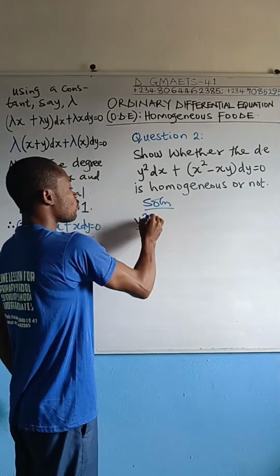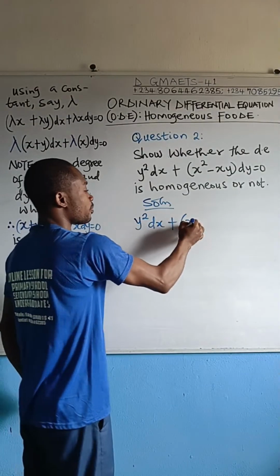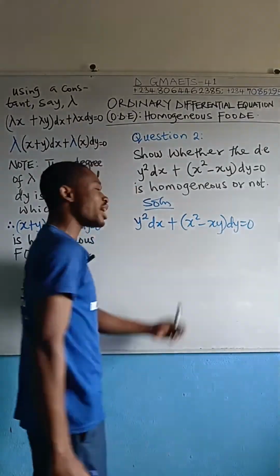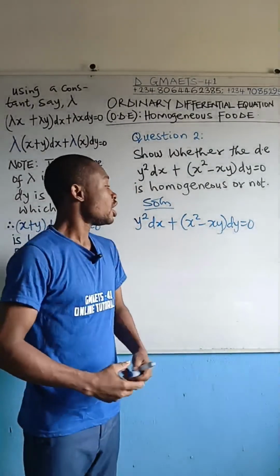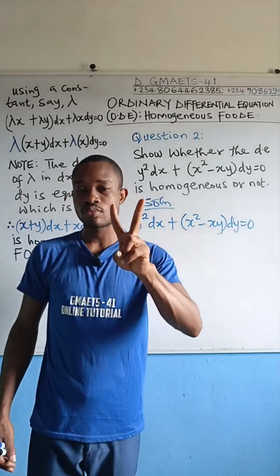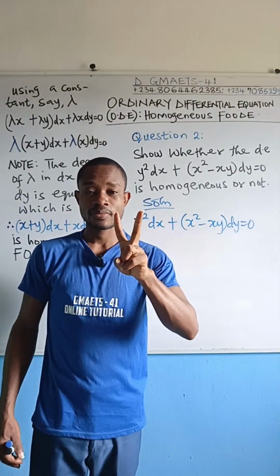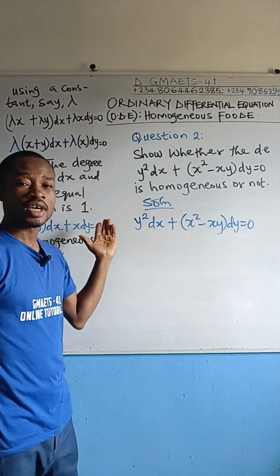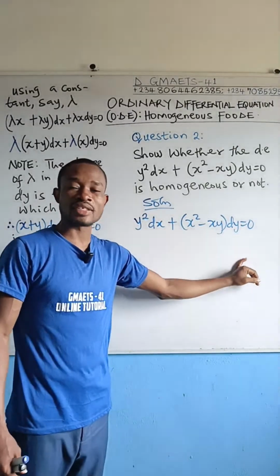Okay? So we have y squared dx plus open bracket x squared minus xy close bracket dy equal to 0. I must tell you that this is a homogeneous first order ordinary differential equation of degree 2. Yes, and it's simple. You want to prove it? You prove it in this way. You want to inspect and then conclude that it is homogeneous or not.